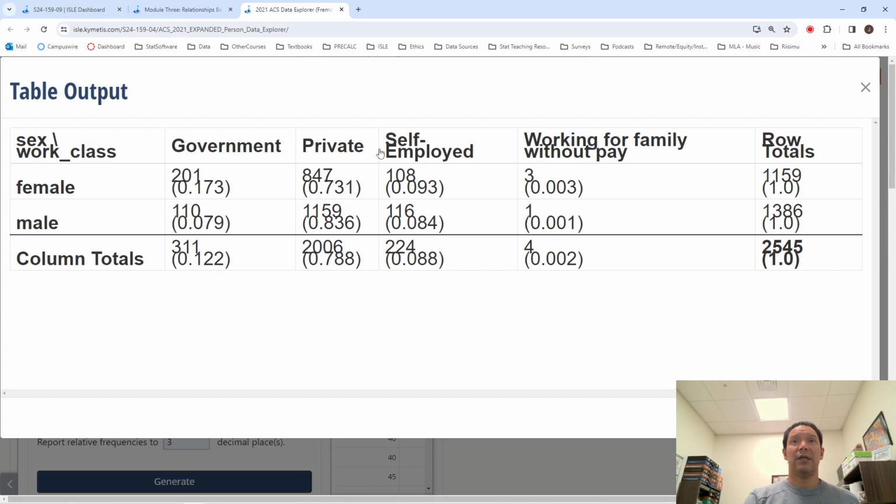So when we look at this, we see that there are pretty big differences in working for the government. We see a 10% difference here. For private, self-employed, not that much, working for family without pay, not that much either. But these are pretty big differences. A 10% difference in these two categories is rather large. So we would say this is an association.